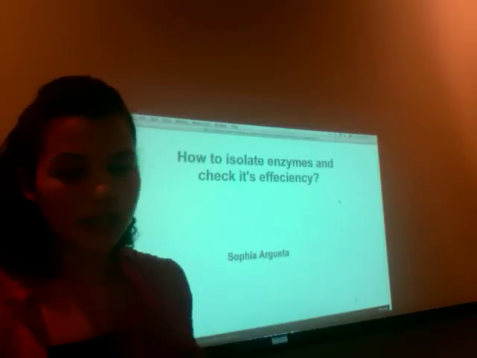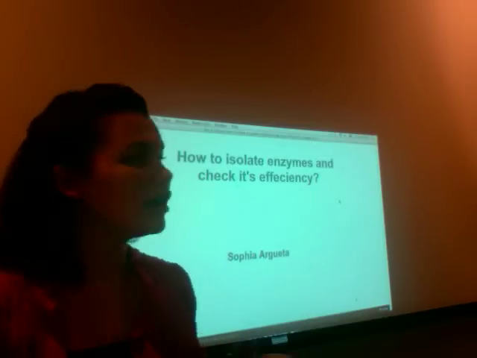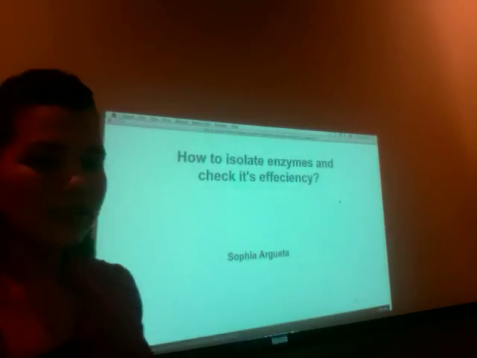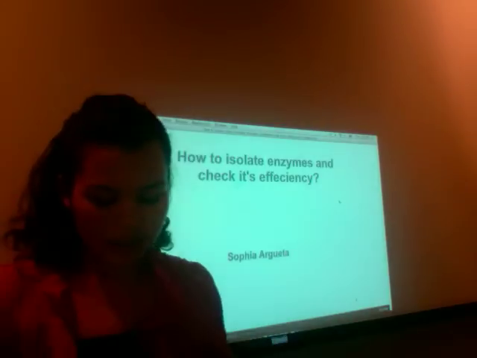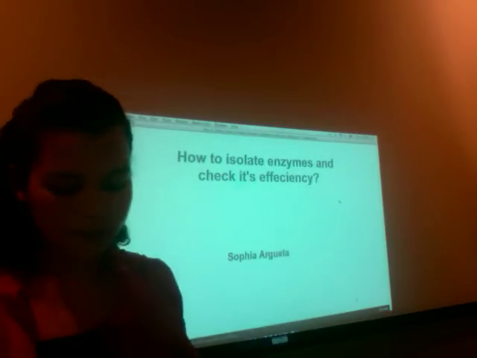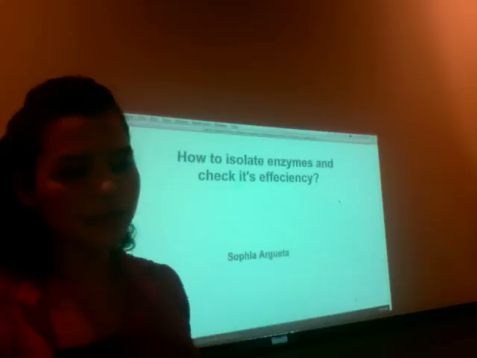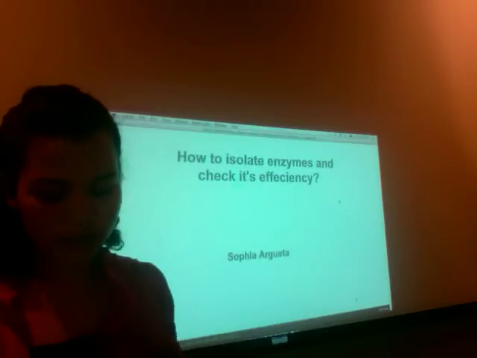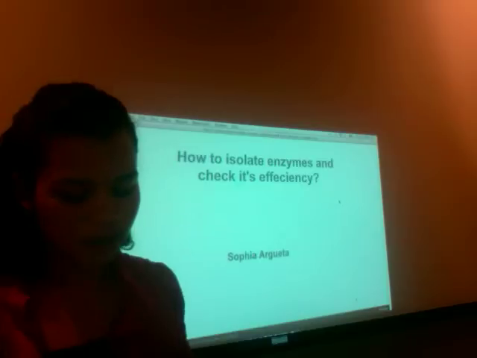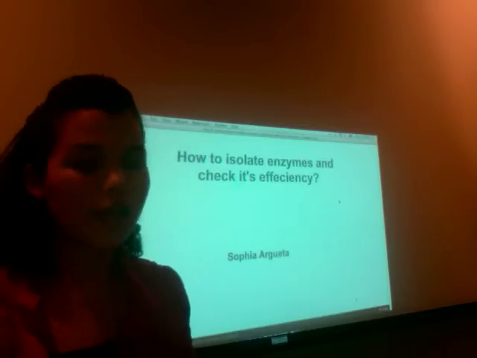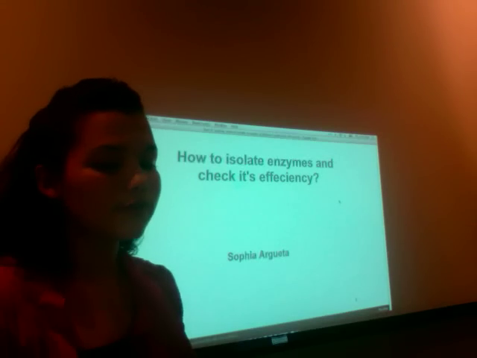My name is Sophia, and I will be discussing how to isolate enzymes and check their efficiency. As Ian described, we isolated cellulose-degrading bacteria to get their cellulases. I will describe how we isolated enzymes and checked their efficiency.